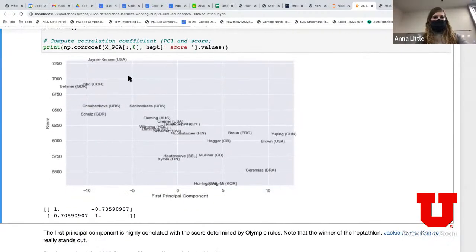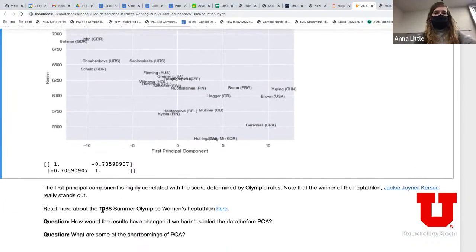Yeah, and then you can see you get a totally different plot here, and the correlation with the official Olympic score is now like 0.7, so it's now quite bad. So definitely we see the scaling was important.